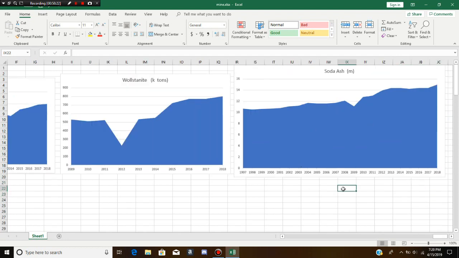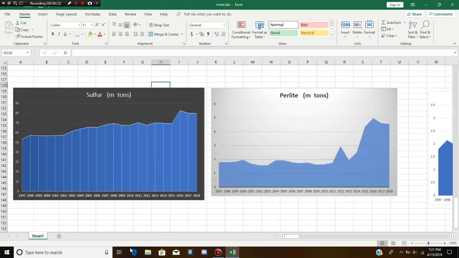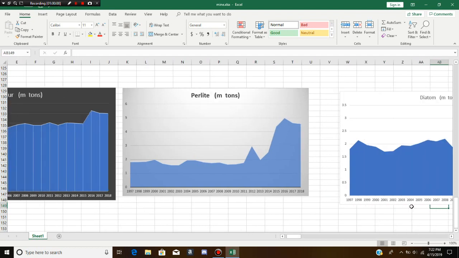Soda ash, also known as sodium carbonate, and production over the course of time has gotten up to about 15 million tons per year. Sulfur, used for so many different things, so many chemicals, the production of so many other types of chemicals, and sulfur is mined. However, a lot of it is also separated out of petroleum, coal, and natural gas. And production has recently hit about 80 million tons per year. Perlite is another one of the minerals that gets used in construction. It's used for plaster a lot, and it's up at around 4.5 million tons or so.